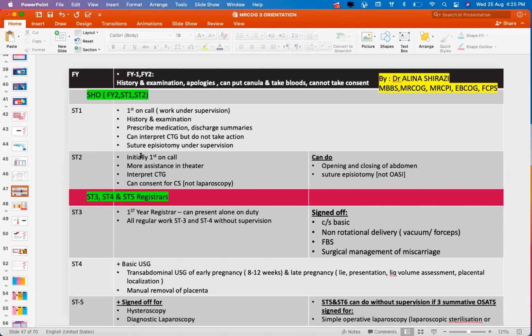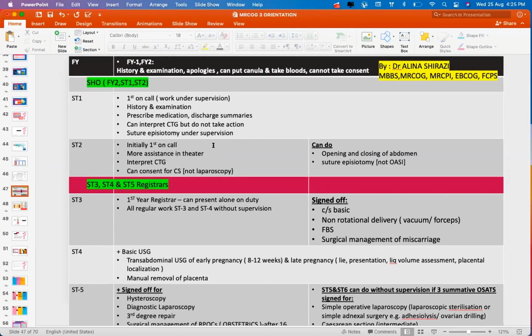ST2, initially first on call, they more assist in the theater, for example, assist in cesarean section. They can interpret the CTG. They can consent for the cesarean section, but cannot consent for the laparoscopy. They can open and close the abdomen, and at the level of ST2, they should be signed off for episiotomy. So they can suture episiotomy without supervision, but not obstetric internal or external sphincter injuries. So at the level of ST2, they can assist in theater, can open and close the abdomen, can independently suture episiotomy, can interpret the CTG, can consent for cesarean section, but not laparoscopy.